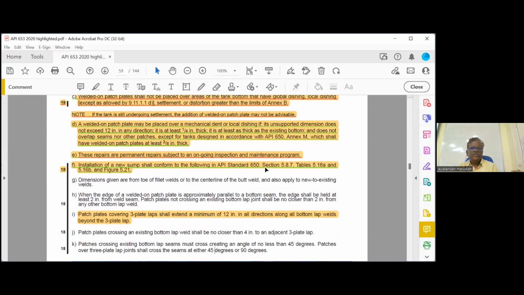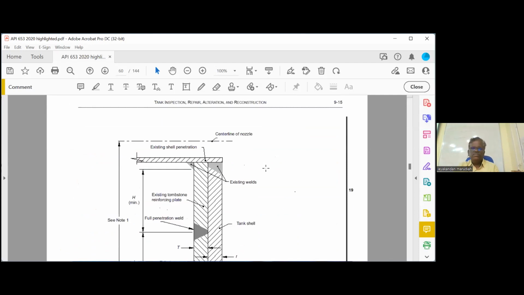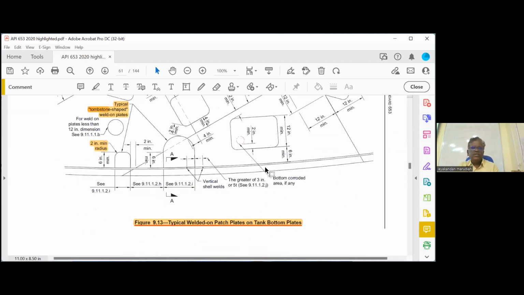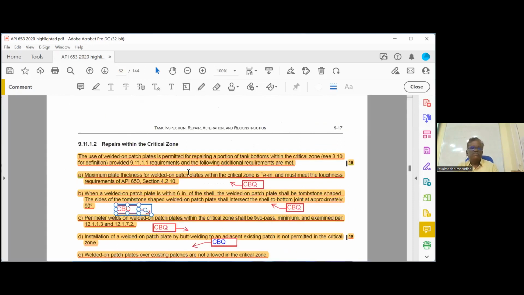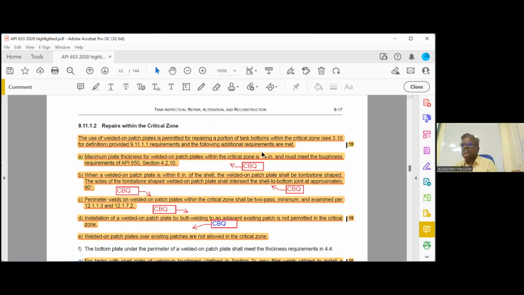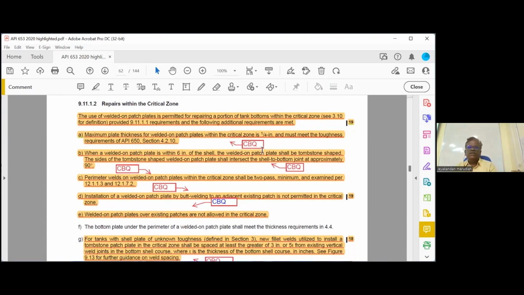Then these are not important. Then please go to page number 9-11-12. Very, very important. Repairs within critical zone. From here only many exam questions will be asked. This one page is very important. Definitely there will be 2 to 3 questions on the critical zone. The use of welded on patch plate is permitted for repairing portion of the tank bottom within the critical zone, provided the 9.11 requirements are met, as follows.